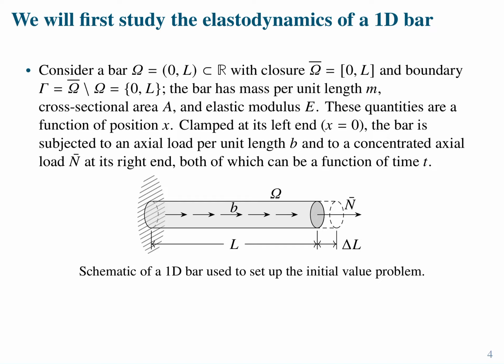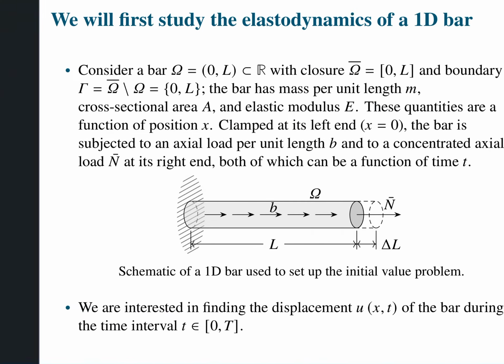So the bar has mass per unit length m, cross-sectional area A, and elastic modulus E. And of course, everything can be a function of position, so it doesn't necessarily have to be constant. But we're going to clamp on the left, and then we apply an axial force at the right end. We will see what these are. These are our boundary conditions. And that's it. Well, let's see how we can derive the equation of motion for this very simple element.